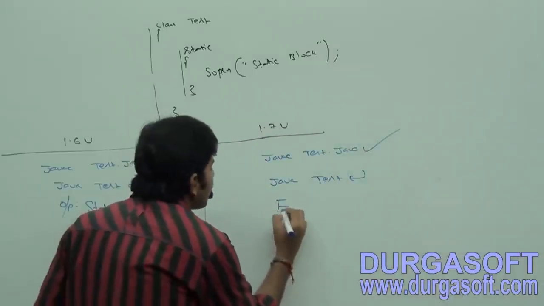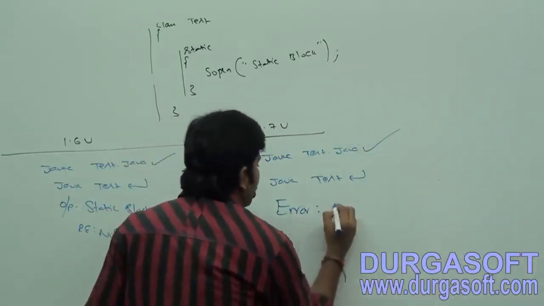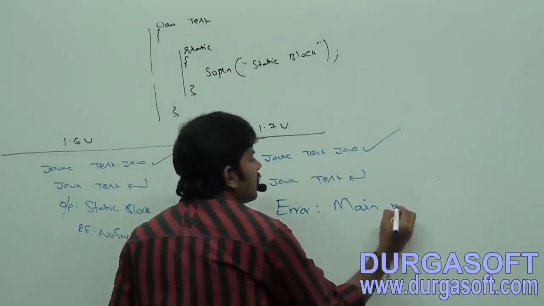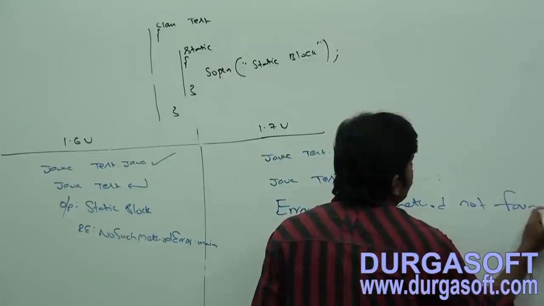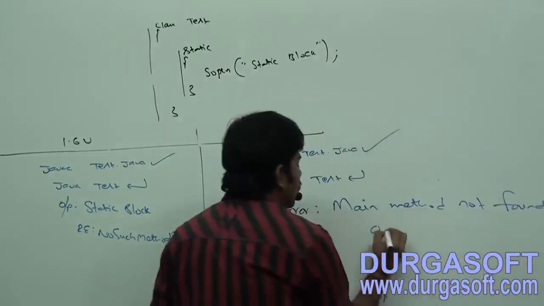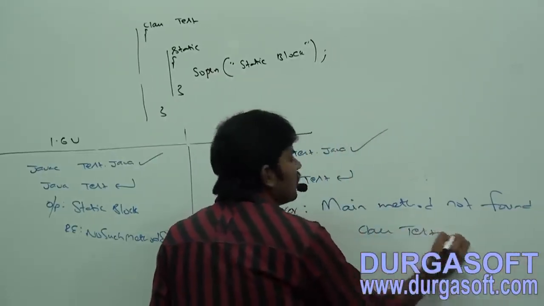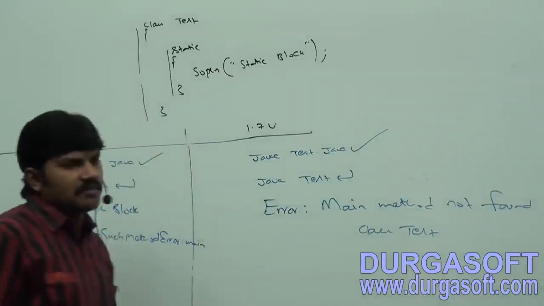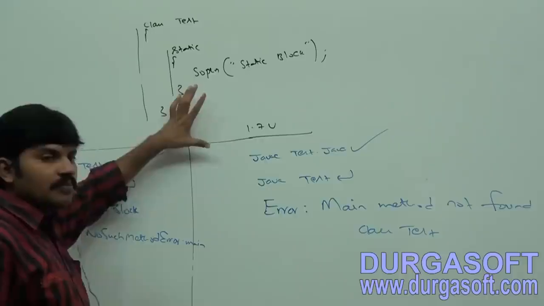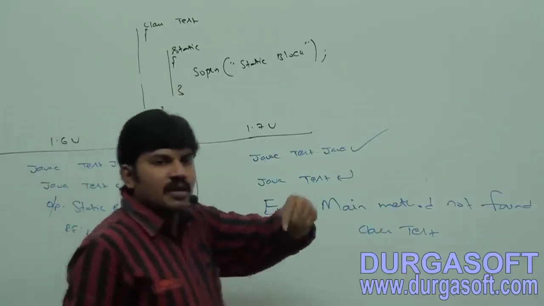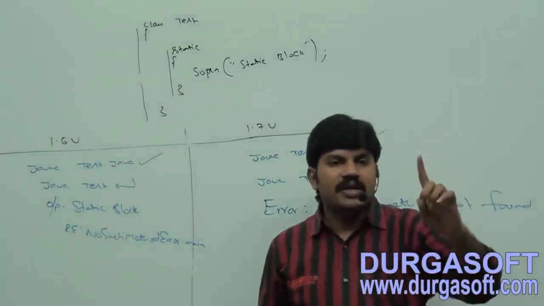Immediately it's going to provide the same information: Error, main method not found in class test. That's all. So to run a Java program from the 1.7 version onwards, the main method is mandatory.